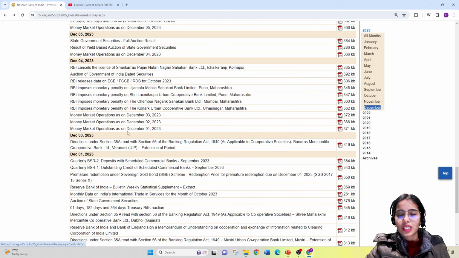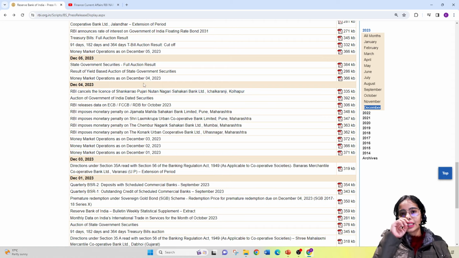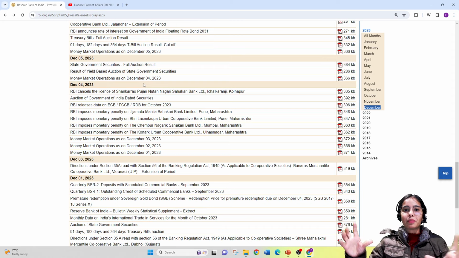Money market operations happen on a daily basis. RBI imposes penalties on a daily basis. The data has been released for a particular month, not important. Auction, daily basis. Cancels the license. Again, the cancelling of licenses and the imposition of penalties happen on a daily basis. They are not important.